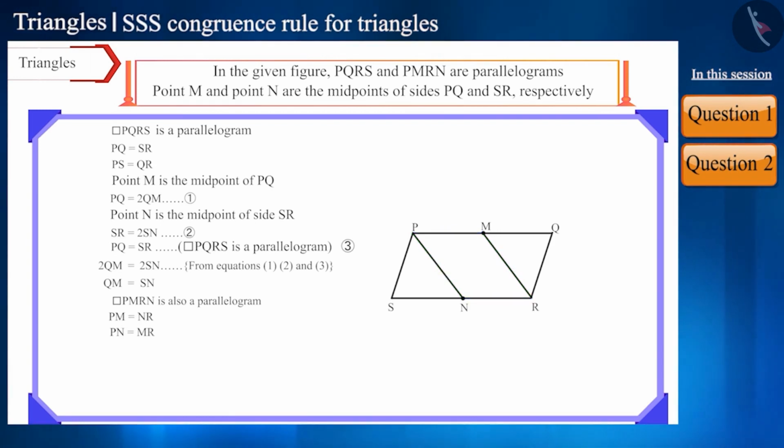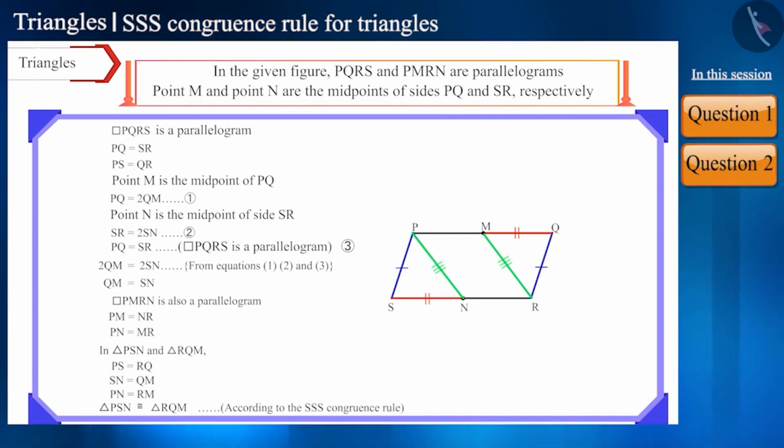Friends, look carefully. Now we can say that in triangle PSN and triangle RQM, all three sides are equal. Side PS is equal to side RQ, side SN is equal to side QM, and side PN is equal to side RM. Therefore, these two triangles are congruent according to the SSS congruence rule.